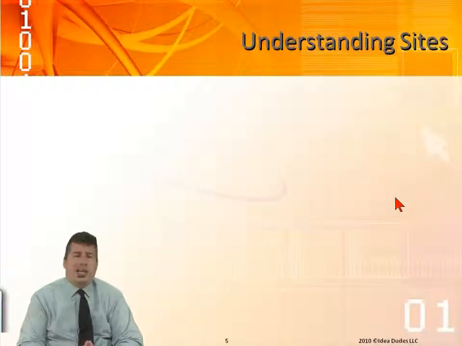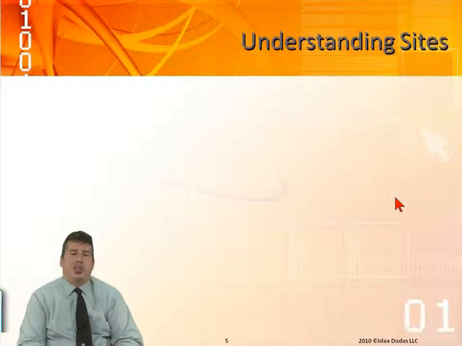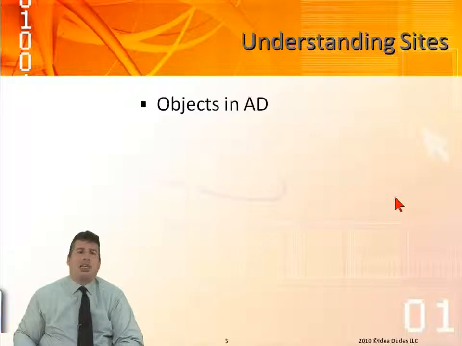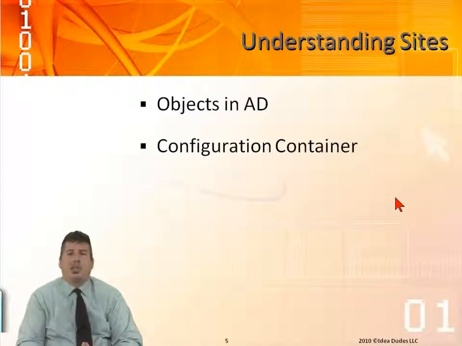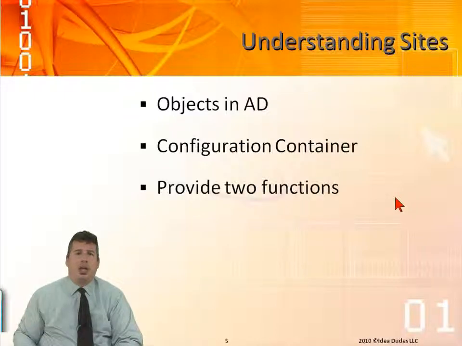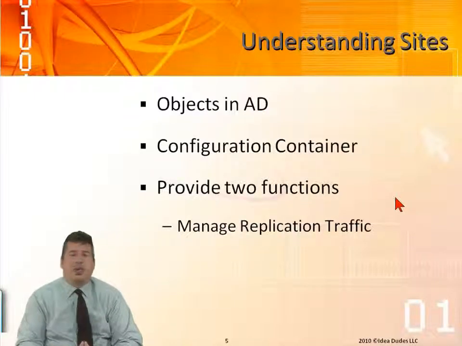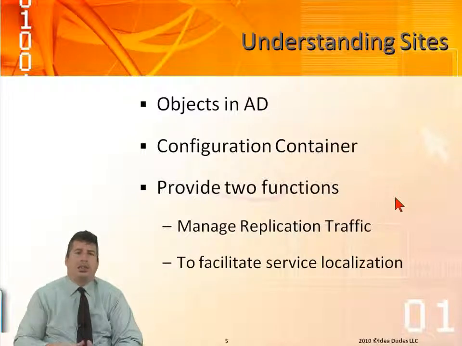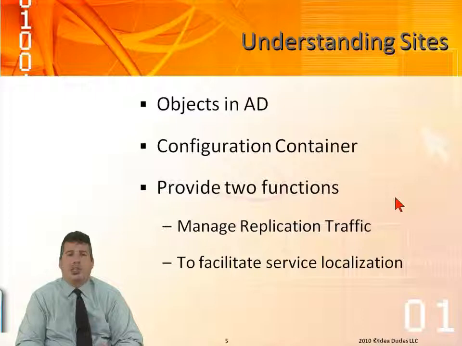When we're talking about sites, we have the domain, which is a logical representation. The forest is logical. Now we have the physical, which is going to be the sites. A site is an object in Active Directory. It's a configuration container, and it contains the configuration. What it does is describe which subnet it's associated with, or which part of Active Directory. It provides two functions: to manage replication traffic and to facilitate service localization, such as the global catalog.